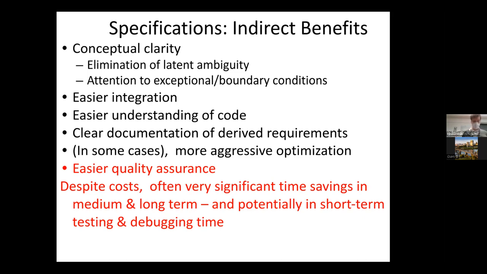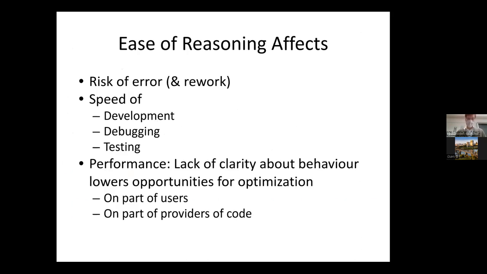Okay. So look, they help in a lot of areas. They help with documentation. They help in integration of different pieces of code, easier understanding of the code, conceptual clarity. They help in some cases with more aggressive optimization, because you know what should be guaranteed. And look, this helps development speed, testing speed and depth, debugging. Why do I say it helps debugging?